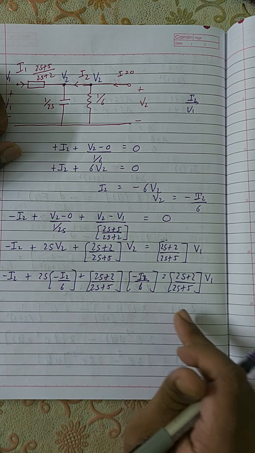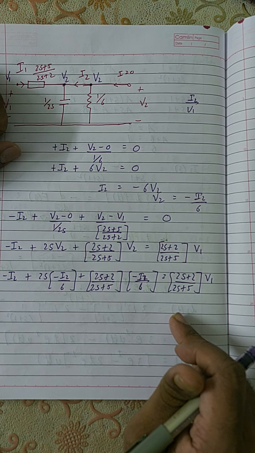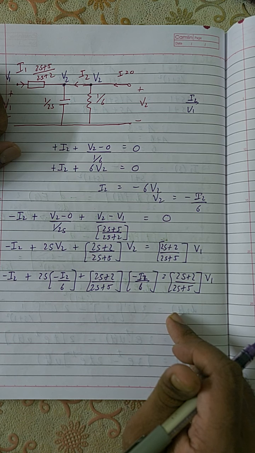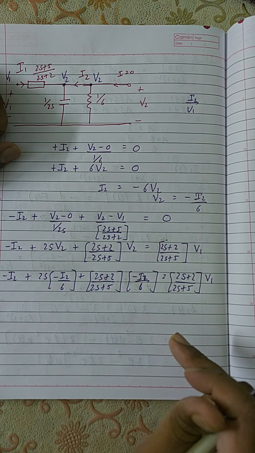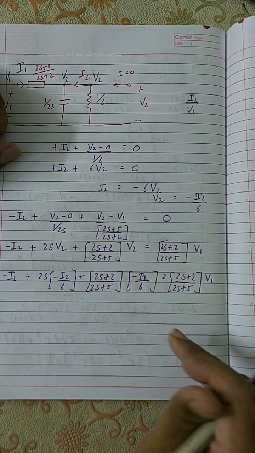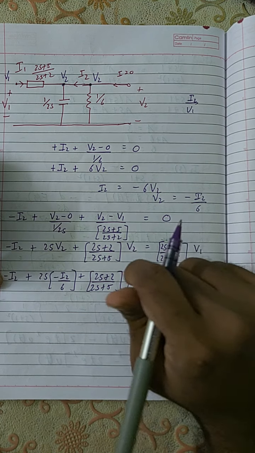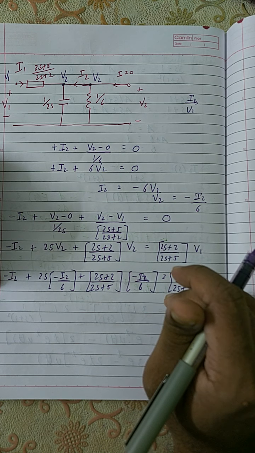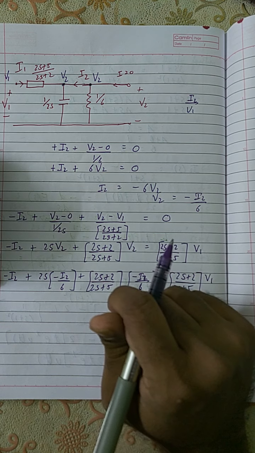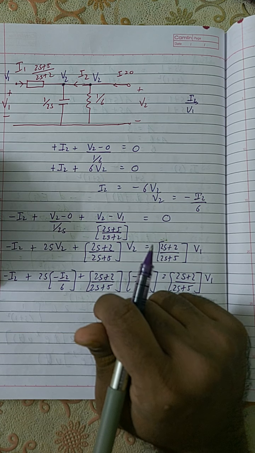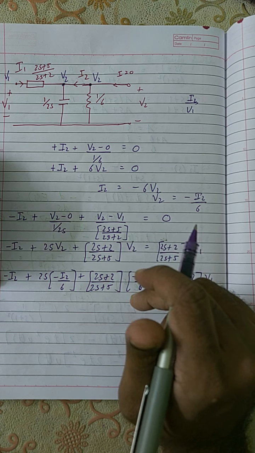I think I had to divide this whole thing with 2s plus 5, right? This whole thing should be divided with 2s plus 5. Is there any shortcut method? Oh, I hate it when there's no shortcut method. So I think we have no choice but to do this in the usual style, that is taking in terms of 2s plus 5 itself. I don't see any other method.